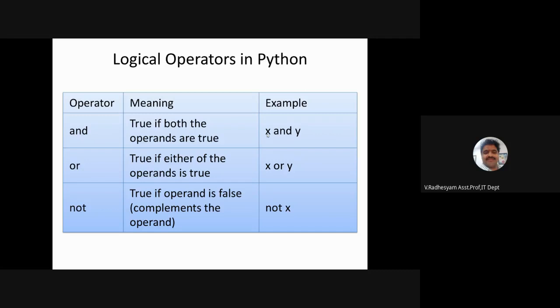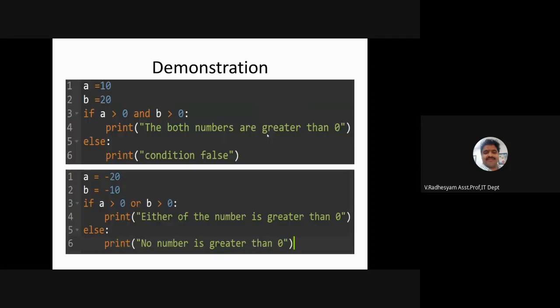Now I will show you some programs related to these operators. What is the output of the first program? Both numbers are greater than 0. Since A is 10, which is greater than 0, and B is 20, which is also greater than 0, both numbers are greater than 0. This is the condition.